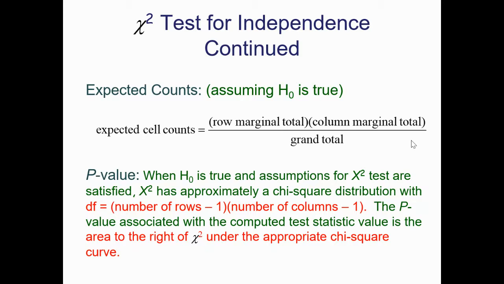The p-value associated with the computed test statistic value is the area to the right of chi-squared under our appropriate chi-square curve. Well, again, this should all sound familiar from yesterday.